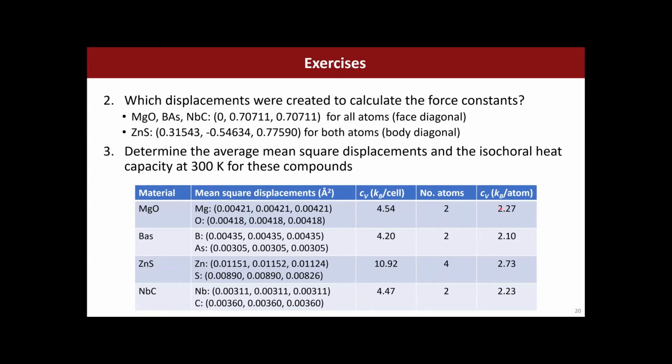The heat capacities are shown here per atom. You can see that zinc sulfide has a much higher heat capacity when you just look at the values per cell, but we also have more atoms, and they all are below 3 kB per atom, which is something you would expect for the harmonic approximation. It typically converges to 3.